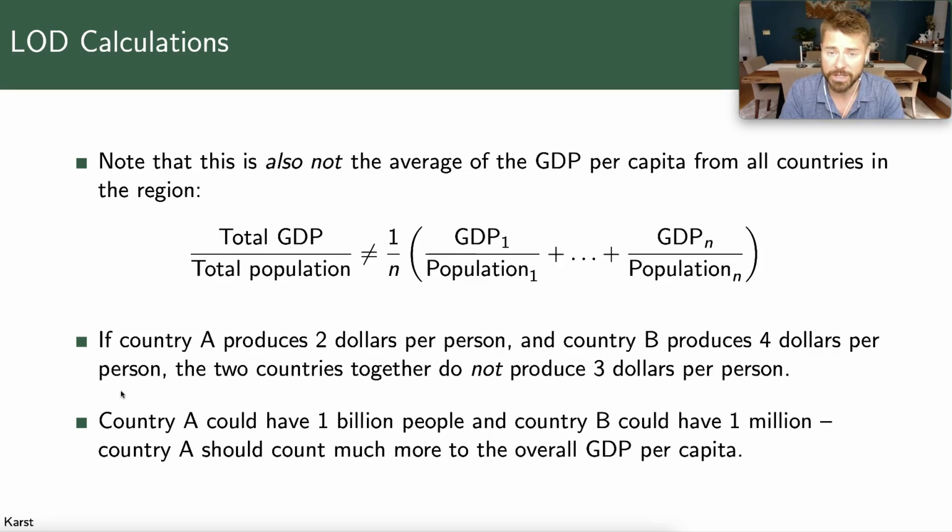The issue here is the size of the countries. So imagine country A, the lower producing country, is much, much, much bigger, and country B, the higher producing country, is much, much, much smaller. Like in relation to country A, country B doesn't really matter. It's not going to add much to the overall economic output of the region. Country A is going to dominate. So we'll be much closer to $2 per person on average than we are to $3 per person.